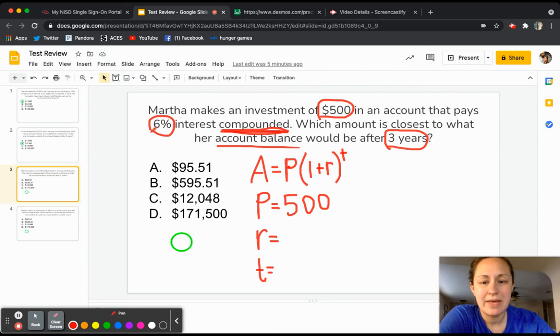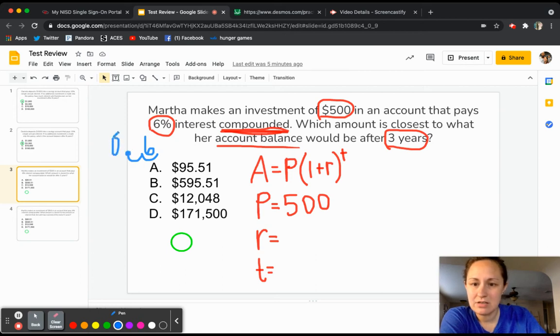Let's see, her account pays 6% interest. Again, we need to take that percentage and turn it into a decimal. So you can divide by 100, or we can take our decimal and move it 2 places to the left, and fill in zeros in all of the blanks. So we're going to have 0.06 as our interest rate. So our interest rate is 0.06, and T is our time. This is going to be after 3 years.